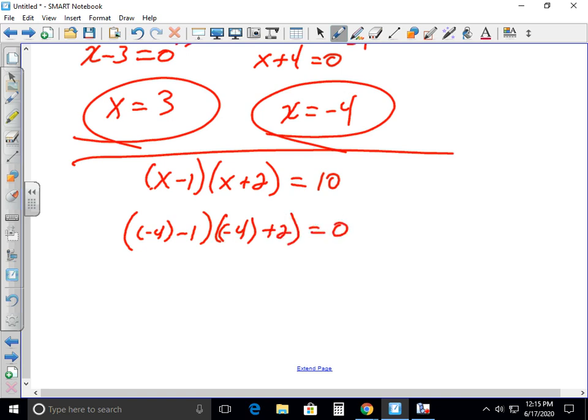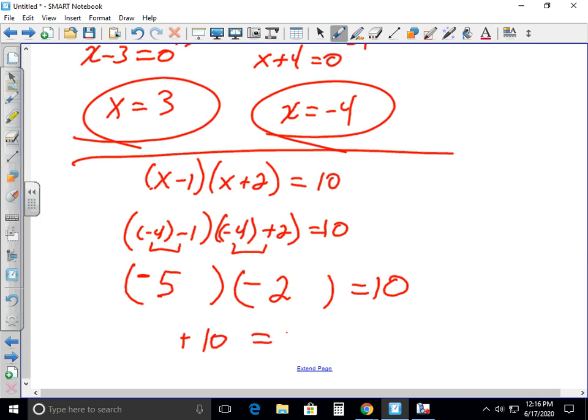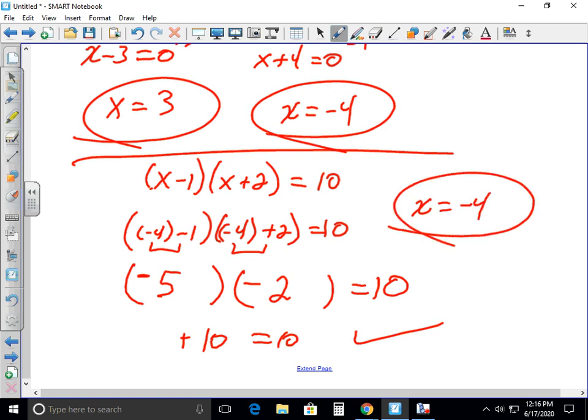So in the first parentheses, negative 4 minus 1, those are the same sign, so we add the numbers, take the sign of the bigger. In the second parentheses, those signs are different, so we subtract the numbers, take the sign of the bigger. A negative times a negative makes a positive. 5 times 2 is 10, and that's what we had on the other side. So that means when we put a negative 4 in for x, that's a true statement, so that's an answer. So that's good.